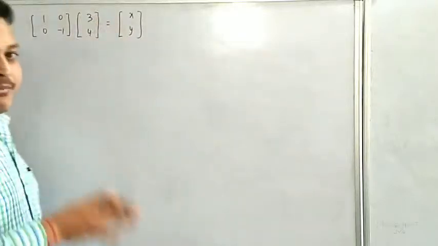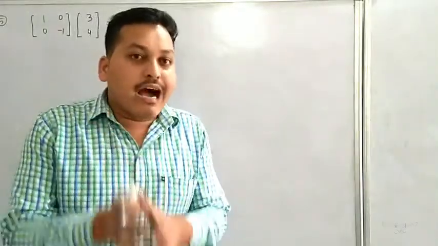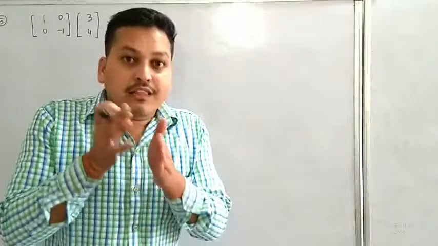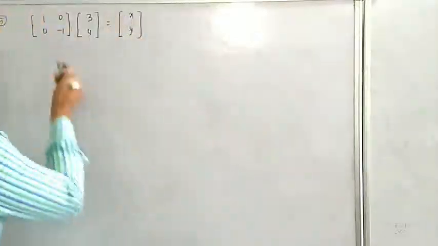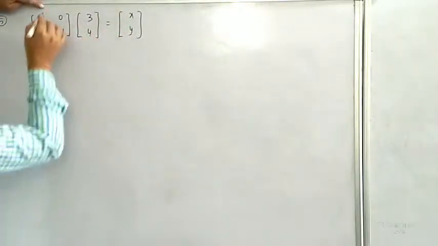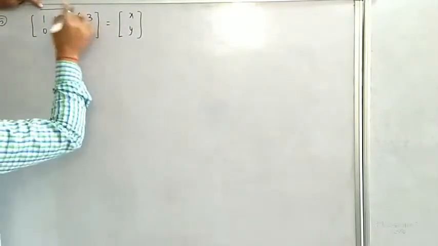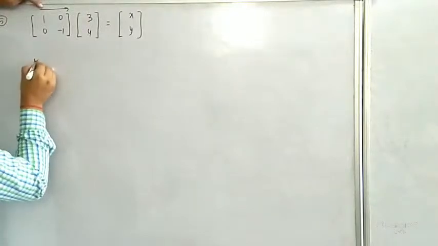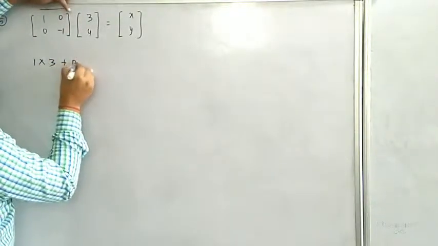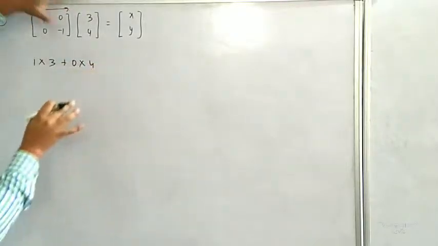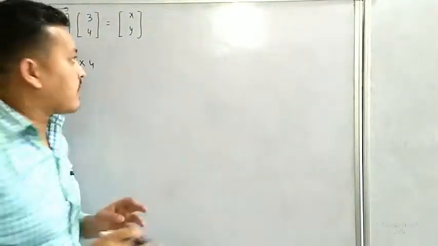First find the multiplication of the left hand side, then we can make it equivalent to the right hand side matrix. Multiplication you know very well. How can we solve it? Take the first row and first column. So 1 multiplied by 3, next plus 0 multiplied by 4. Now the column is finished.